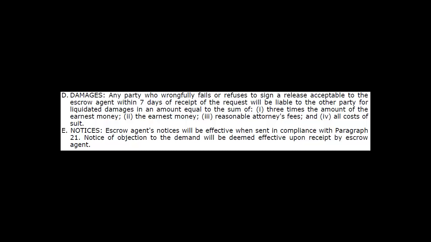And E, notices, this is just saying that the escrow agent's going to send whatever notices to the contact information you have listed in paragraph 21.